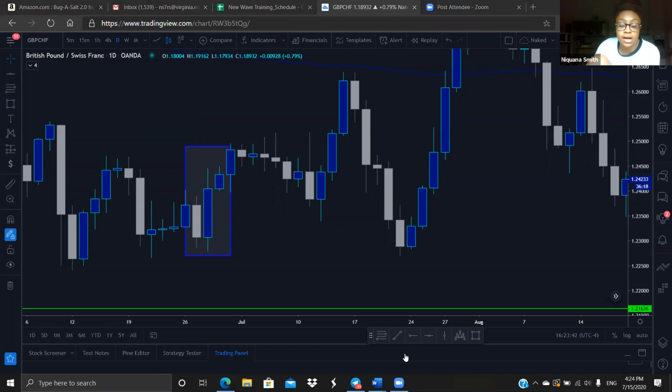Drop a 1 in the chat if y'all see the inverted teacup pattern. I got a 1, I got 2 1s from Dom, a 1 from T.